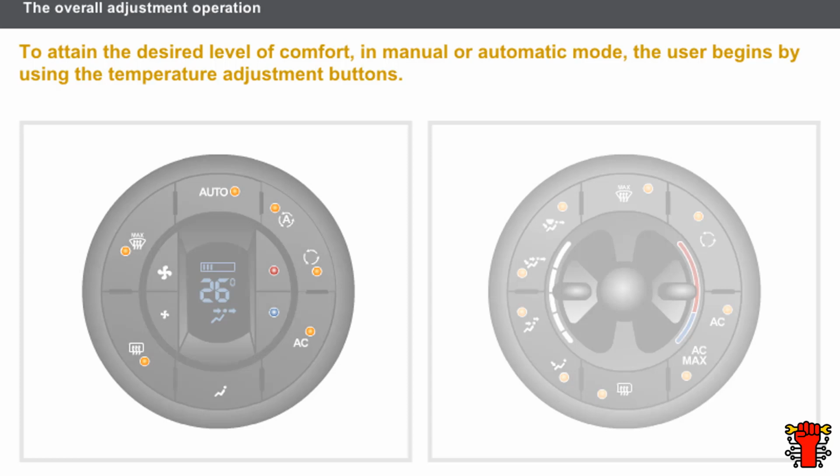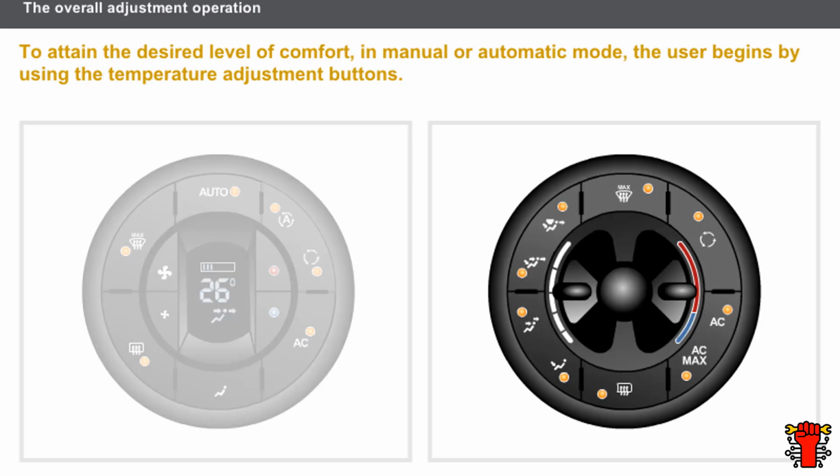To attain the desired level of comfort in manual or automatic mode, the user begins by using the temperature adjustment buttons. If the user requests automatic management of the air conditioning by pressing the Auto button, the system adjusts the different parameters on its own to attain and maintain the comfort selected.